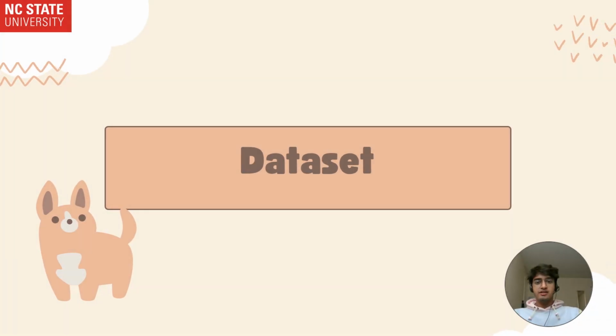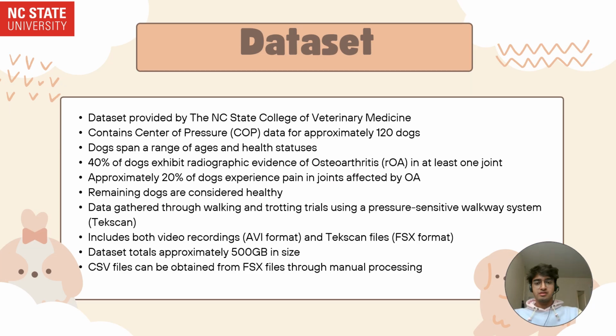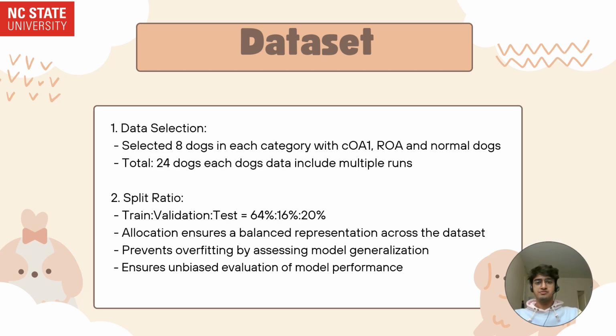Now let's take a look at our dataset. The dataset is provided to us by NC State's College of Veterinary Medicine. It contains data of various young dogs collected using a mat-like pressure sensor. Data gathered by walking dogs on pressure sensor can be processed using a software called TechScan. It generates .fsx files and uses sensor and video data for visualization, which is then downloaded as CSV files, which we have used for our project.